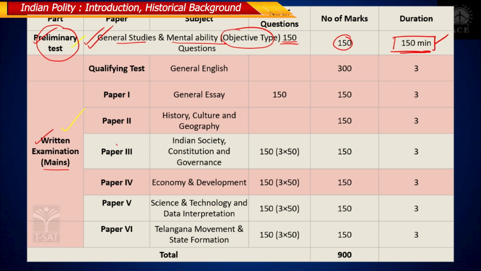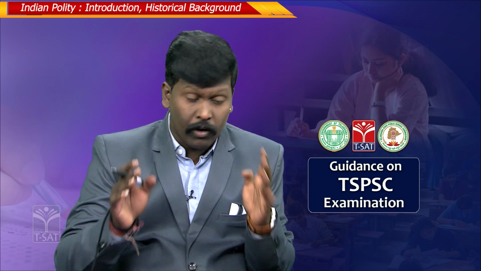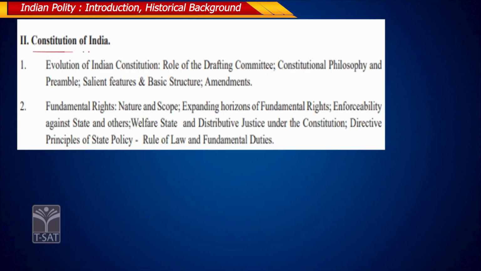Now coming to mains. If you look at the main syllabus here, we have a paper called paper 3. Paper 3 is directly linked to Indian society, constitution, governance, which is about 150 marks. 3 hours is given, 150 marks. Now, these prelims based classes are also useful for your paper 3. Which topics in paper 3?